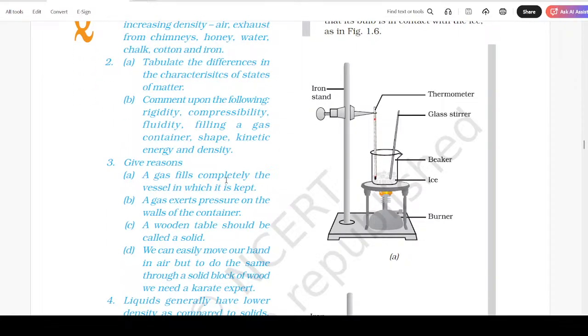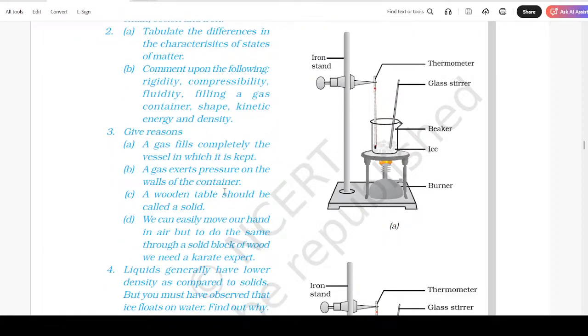Give reason. A gas fills completely the vessel in which it is kept. A gas exerts pressure on the walls of the container. A wooden table should be called a solid. We can easily move our hand in air, but to do the same through a solid block of wood, we need a karate expert.